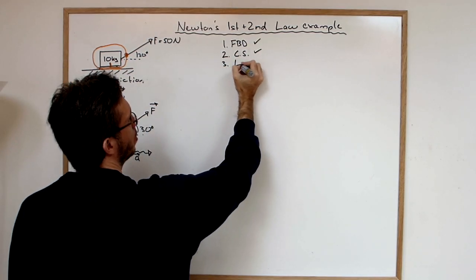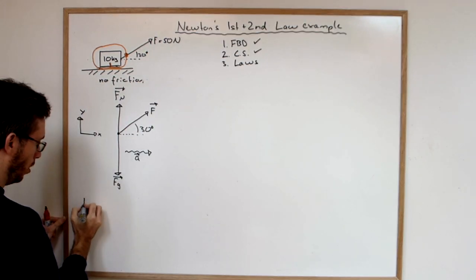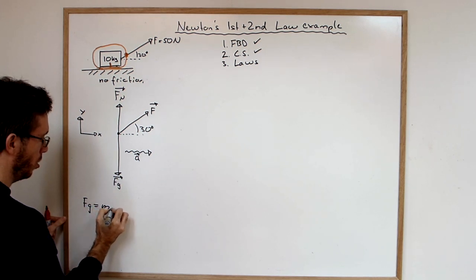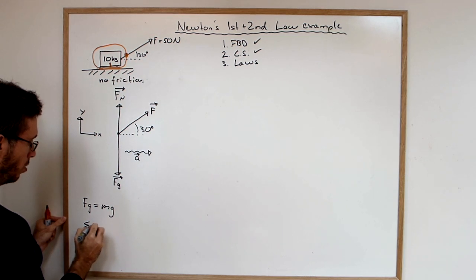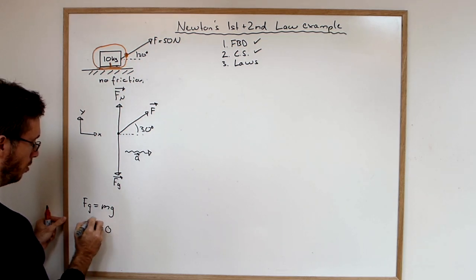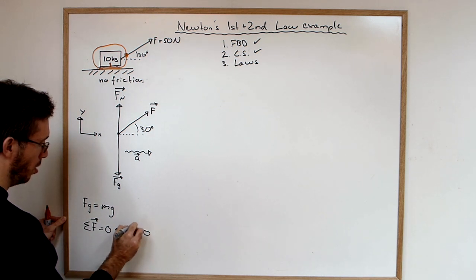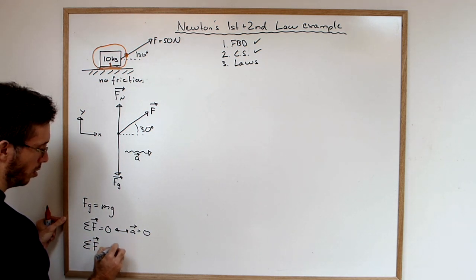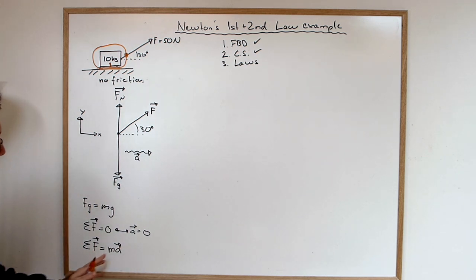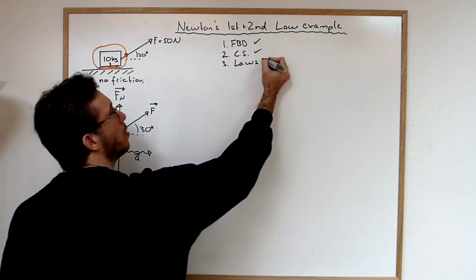Third step, the laws involved. So I have gravity, so I will have the law of gravity, Fg is mg. Well, the title kind of gives us away. I'm going to assume that there is Newton's first law involved. So if all forces sum to zero, then the acceleration must be zero. And Newton's second law must be involved. If the sum of all forces is not zero, then the acceleration is proportional to the force, linked with the mass. So laws are there.